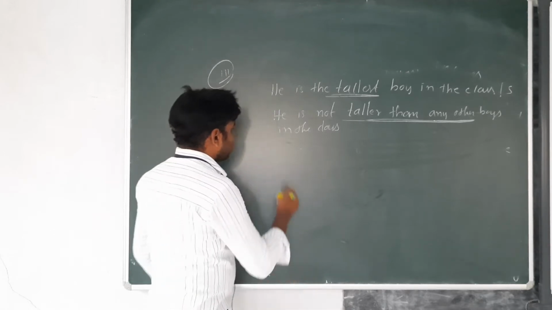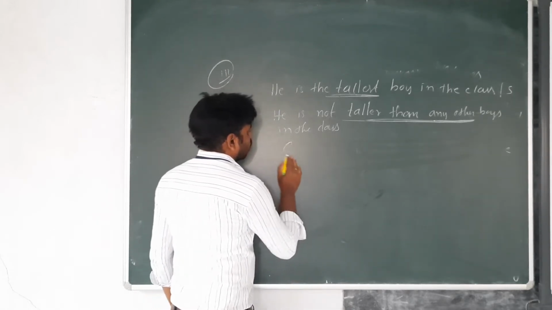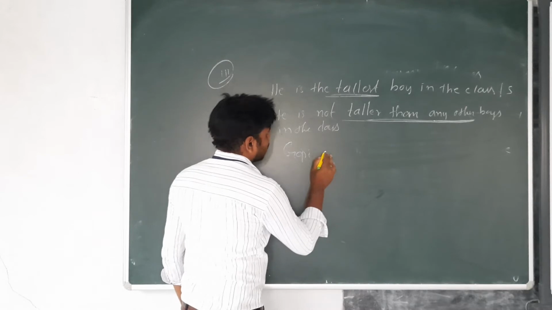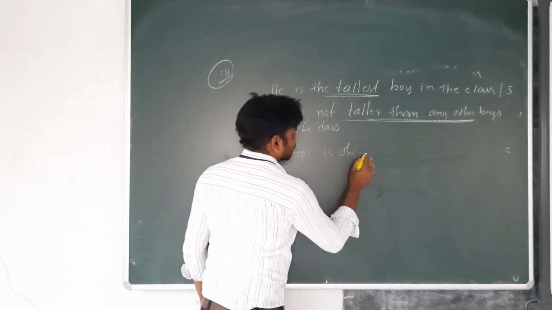Now, for example, Gopi, one more example, let us see. Gopi is the richest.